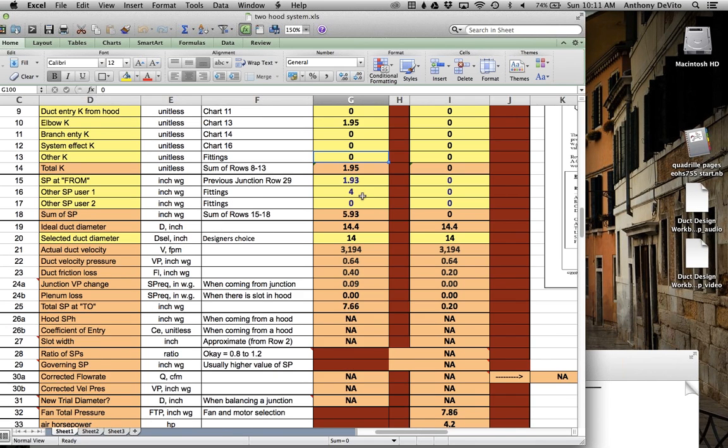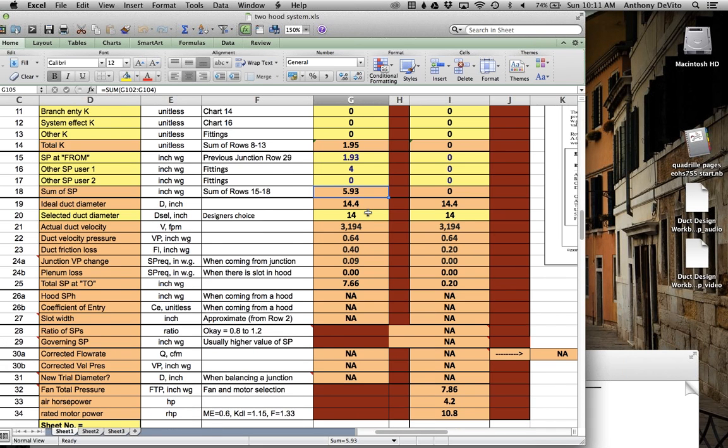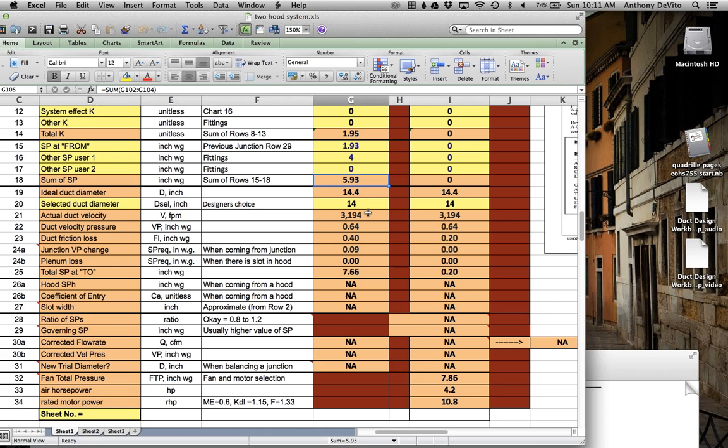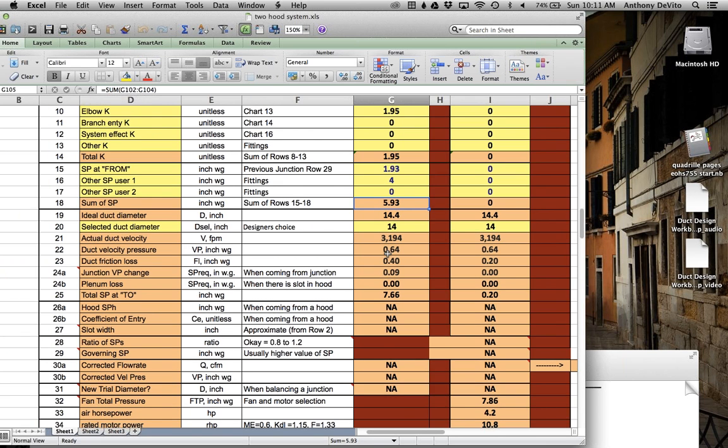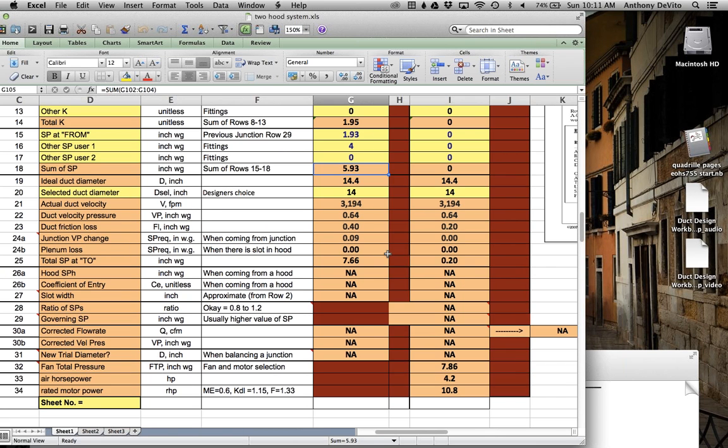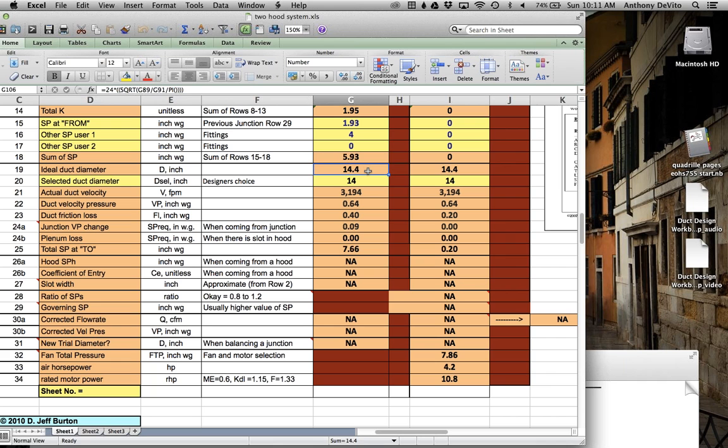In this case, they gave us the inches of water resistance that we would get from that filter within a certain range of velocities. So we put the 4 for the filter in here. The total of all the static pressures is 5.93, that we know of, and the total K is 1.95. And the system does a calculation for the rest of it. The ideal duct diameter turns out to be 14.4. We're going to select 14, which gives us a velocity of 3194.